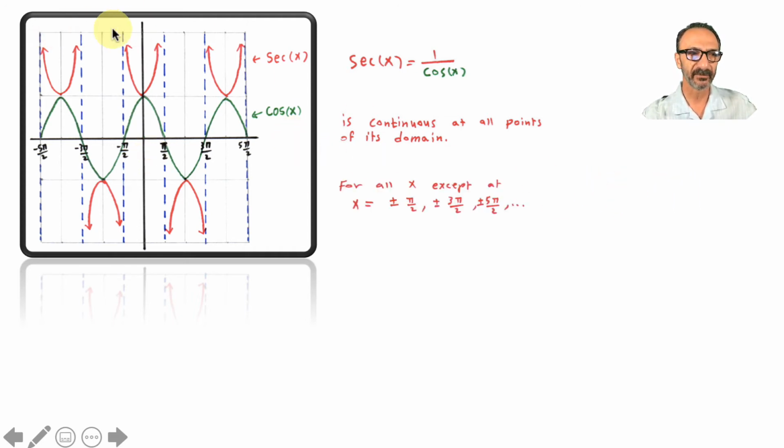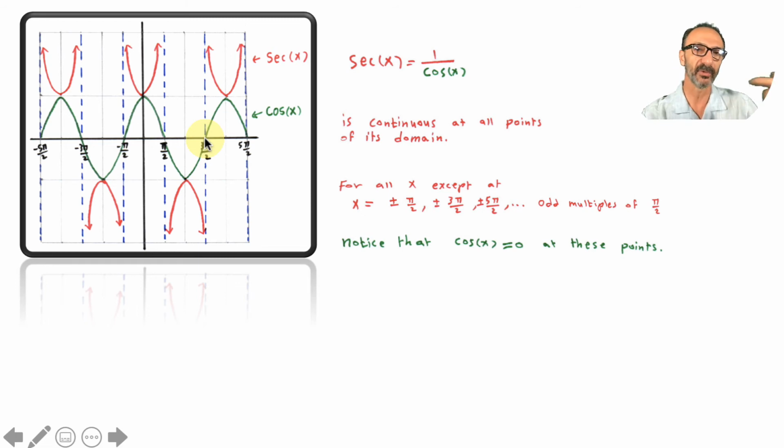Secant is defined for all x except when x equals plus or minus pi over 2, plus or minus 3 pi over 2, plus or minus 5 pi over 2. Or differently, we could say odd multiples of pi over 2. Odd multiples will cover both plus and minus. Notice that cosine x equals 0 at these points. It's not defined. Cosine x equals 0, which means 1 over 0 is not defined. That's why we have vertical asymptotes.